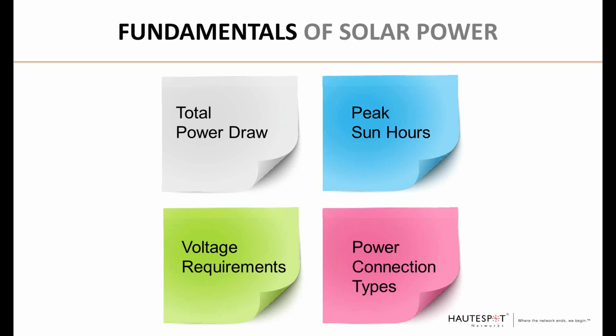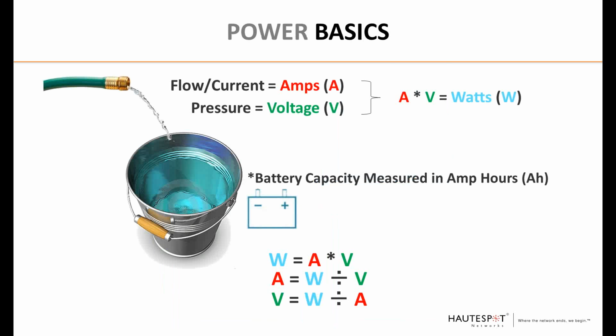So the most important considerations when engineering these solar powered camera drops is the total power draw of the products being powered, the number of peak solar hours available at that installation site, the voltage requirements of each of those products, for example, 12 volt, 24, 48 volts, and the power connection type, such as PoE or DC terminal block connections. So these are the four main crucial details that your Hotspot Networks pre-sales engineer will use to design the proper solar-powered kit.